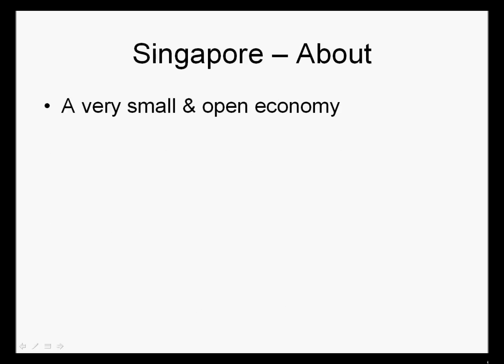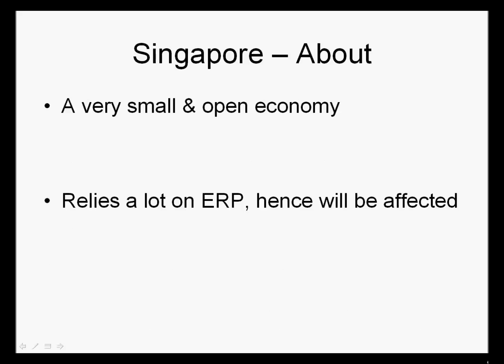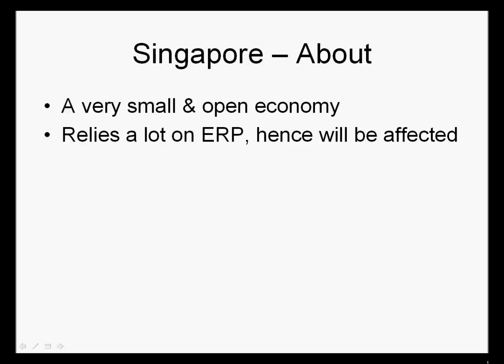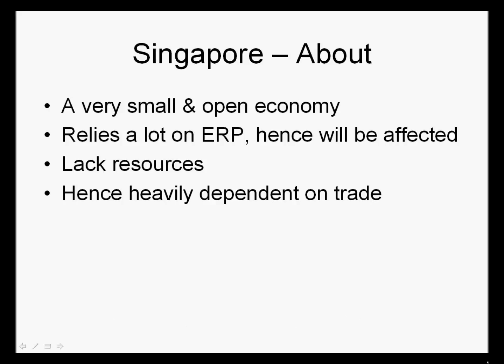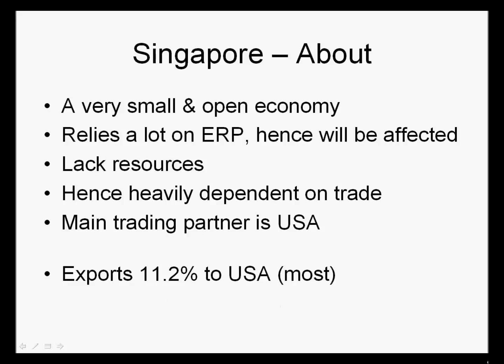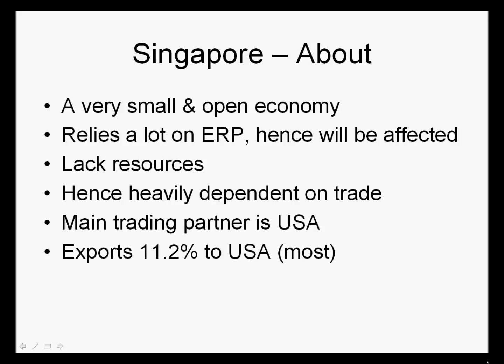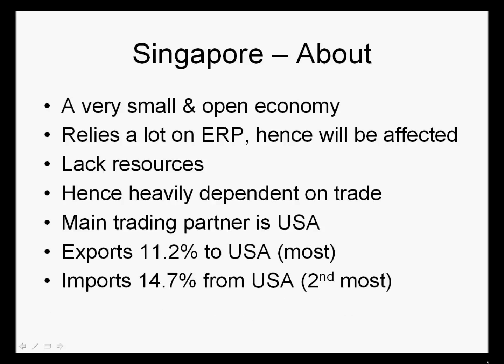Next, Singapore. Singapore is a very small and open economy, and Singapore relies a lot on our exchange rate policy, and hence Singapore will definitely be affected by the weakening US dollar. Also, Singapore lacks resources, and hence Singapore is heavily dependent on her trade to grow. To make things worse, the United States of America is Singapore's main trading partner, and Singapore exports up to 11.2% to the United States of America, making the United States of America the largest buyer of Singapore's goods. Also, Singapore imports up to 14.7% from the United States of America.